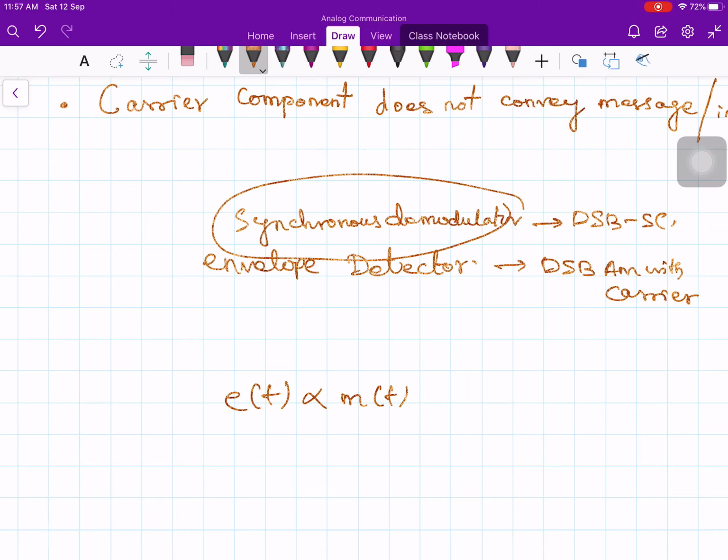Okay, so let me stop at this point. In the next lecture we will talk about modulation index, also called depth of modulation, and then we will talk about envelope detection, the envelope detector. So let me stop. Thank you very much.